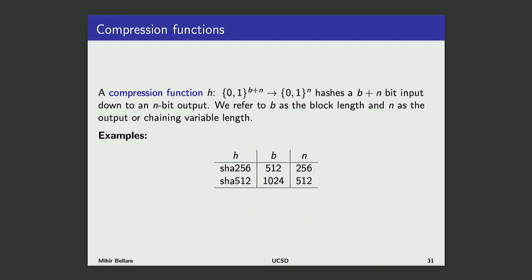If you look at the SHA-512 function, it has its own compression function. It turns out they use a 1024-bit block length and a 512-bit output length. But there'll be some values like this. We will refer to the n as the length of the chaining variable, or also the length of the output, since they're the same.